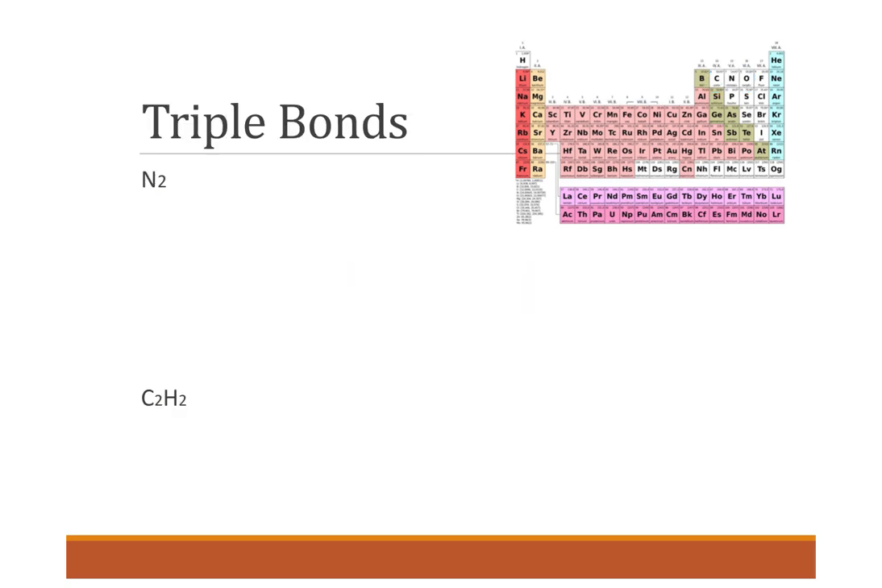And then finally, how about triple bonds? Well, nitrogen, remember, is having 5 valence electrons, so it's looking to make 3 bonds, and our nitrogen gas in the atmosphere comes as N2. So we have a nitrogen with its 5 valence electrons, and another nitrogen with its 5 valence electrons.